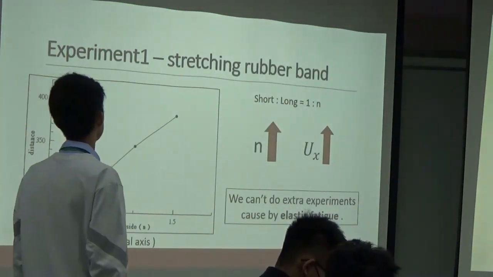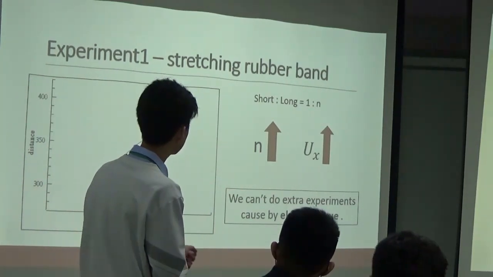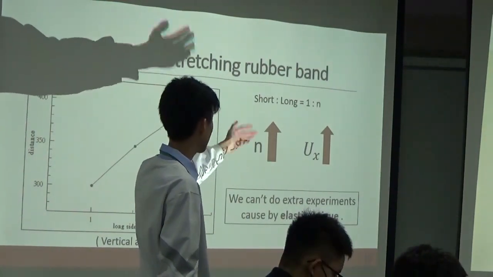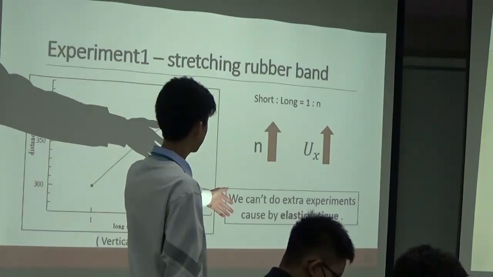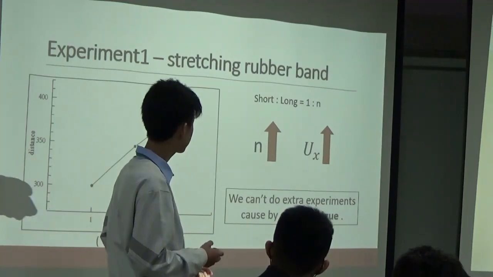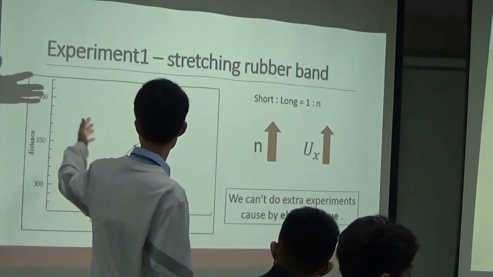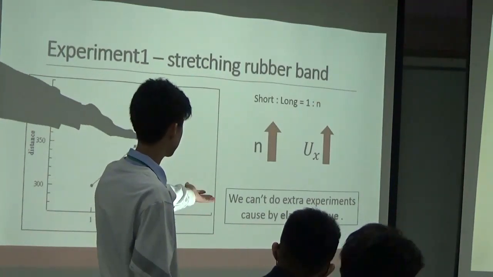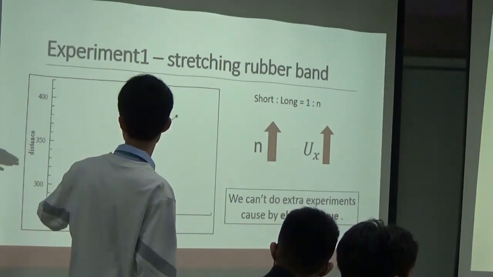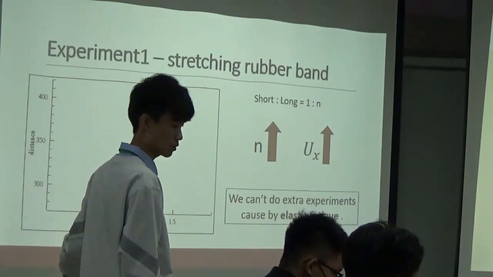So I drew my experiment one, stretching a rubber band. This means the ratio of the long side to the short side will equal n. When n is bigger, the elastic energy will be bigger too. But this experiment is not one where we can do extra experiments, caused by the elastic energy. So yes, just a very simple experiment too.